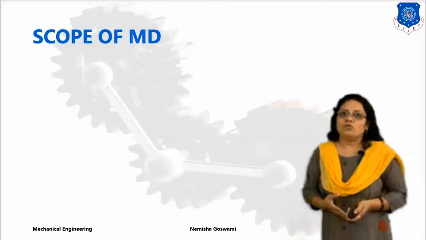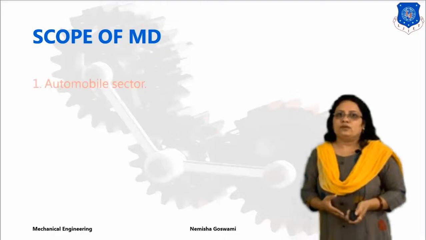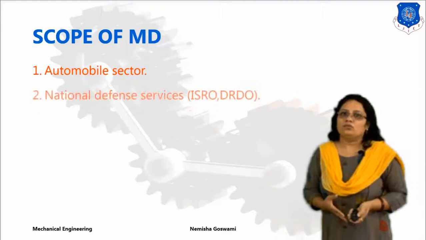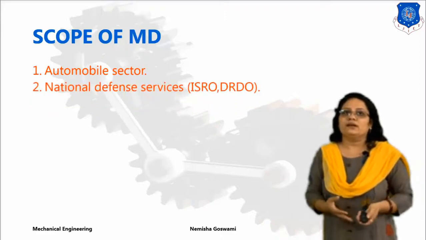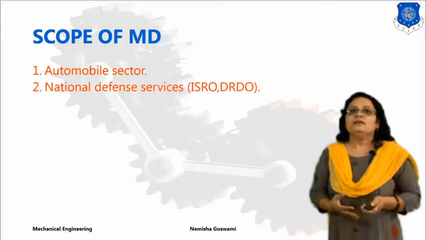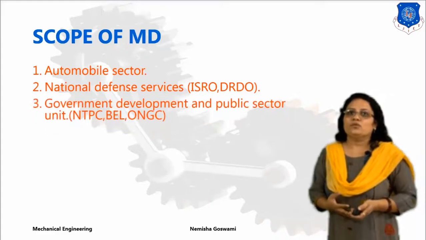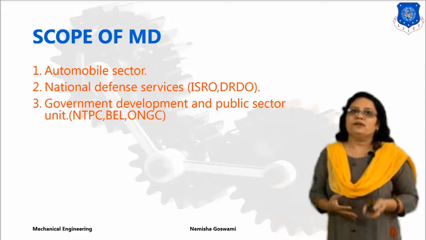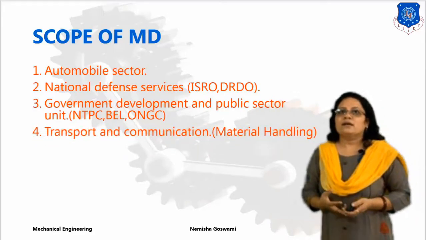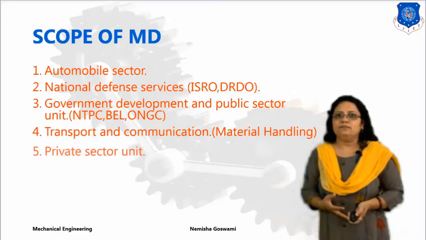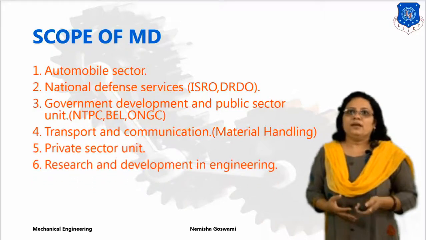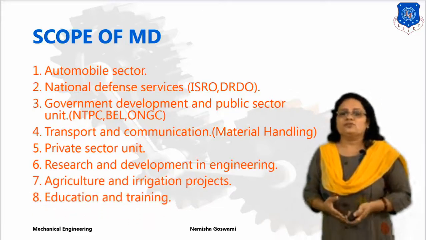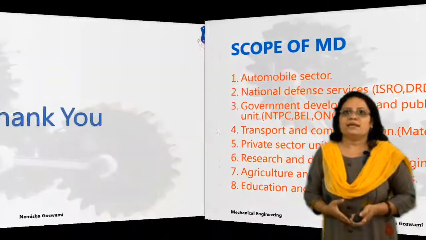Now what is the scope of machine design? There is scope in various sectors. First is the automobile sector, next is ISRO and DRDO, which come under National Defense Services. Next is government development and PSUs, public sector units like NTPC, BHEL, ONGC, etc. Transport and communication, material handling systems, private sector units, research and development, agriculture, irrigation, and education and training. So these are the scopes of machine design.